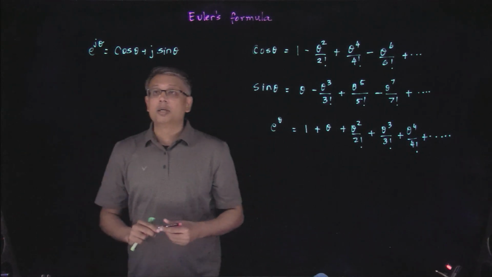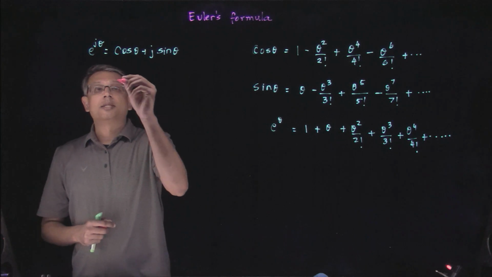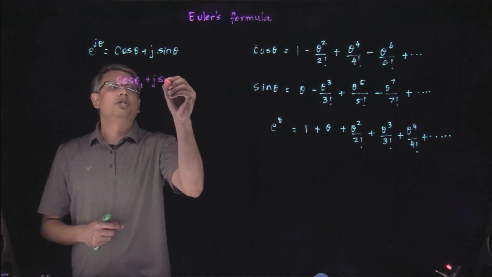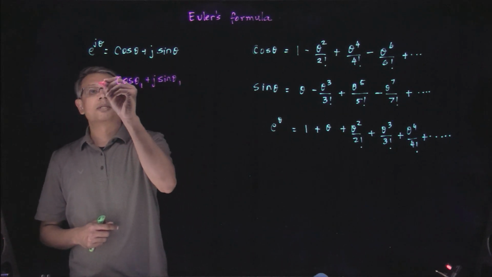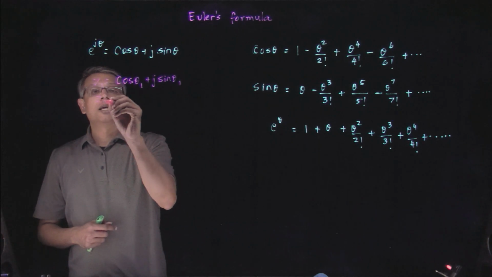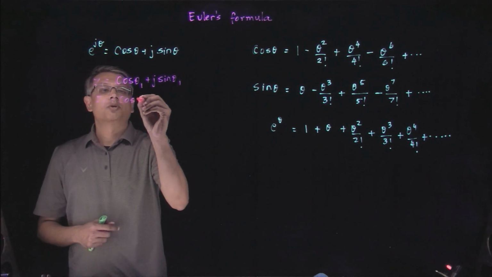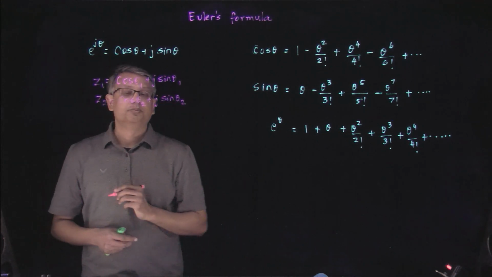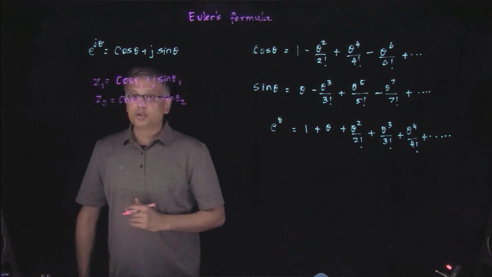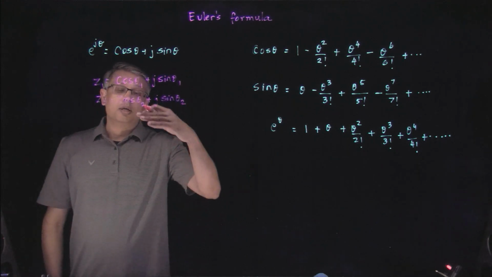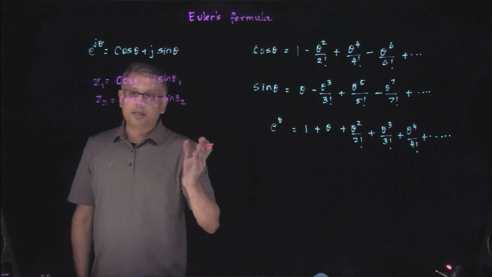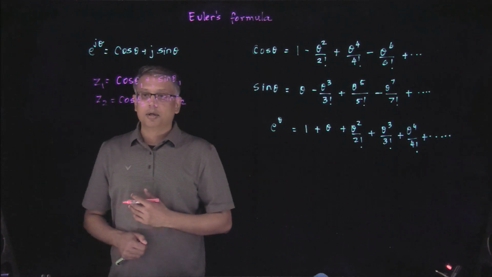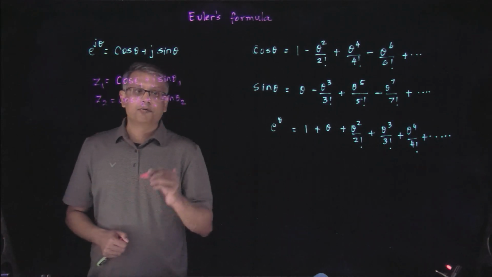So to give you a more concrete example, let us say I have two complex numbers. I have a complex number cosine theta 1 plus j times sine theta 1. Let's call this complex number z1. And let's say I have another complex number z2, which is cosine theta 2 plus j times sine theta 2. And let's say we wanted to multiply these two together. Now, you can clearly multiply them together, but you will see that you get cross terms. You have to collect all the real terms together, collect all the imaginary terms together, and so on and so forth.